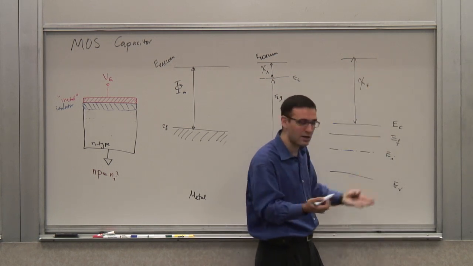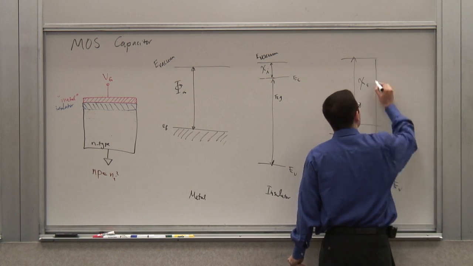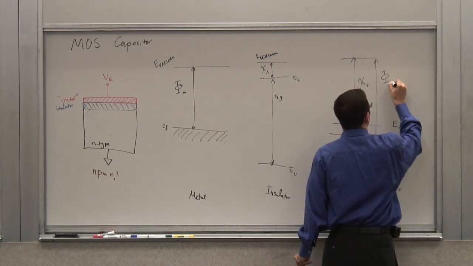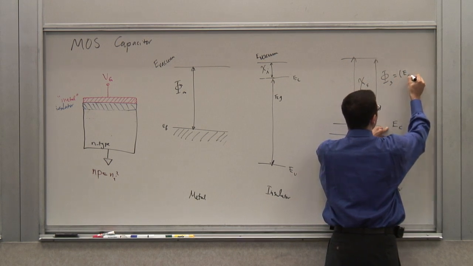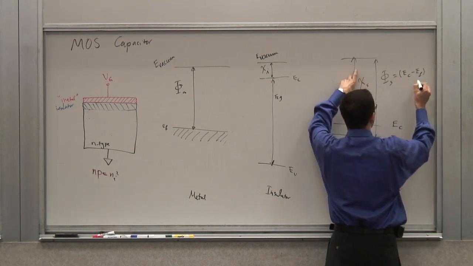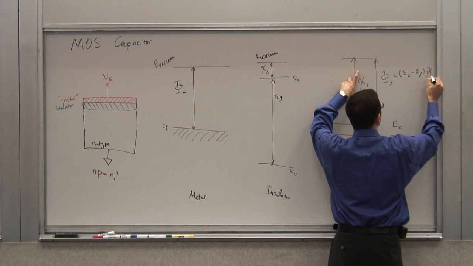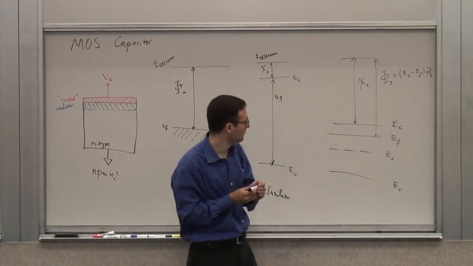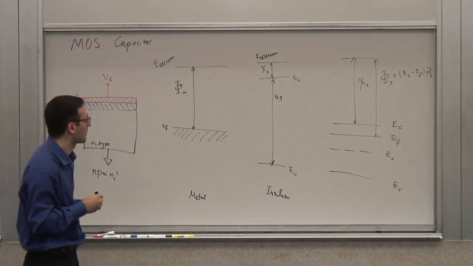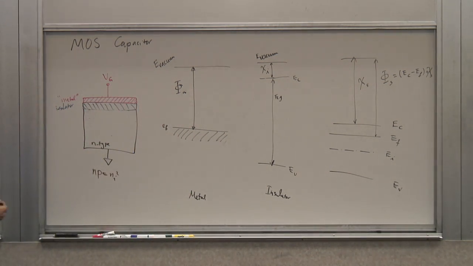So if I were to define a work function for the semiconductor, it would be this energy difference, EC minus EF, plus the electron affinity. Right? I need this much energy. Okay. So I have these, so this is the center.